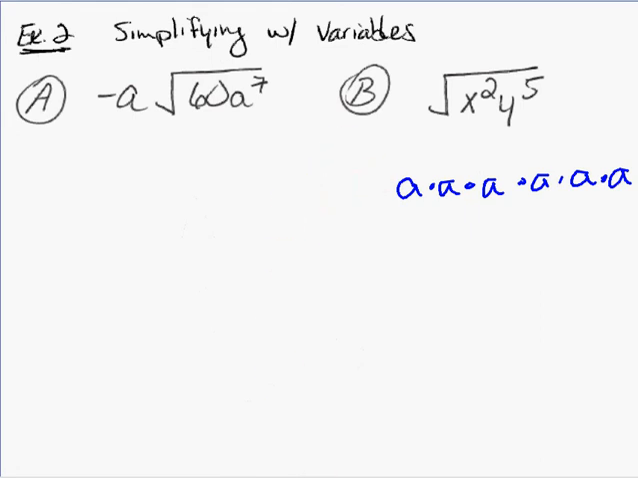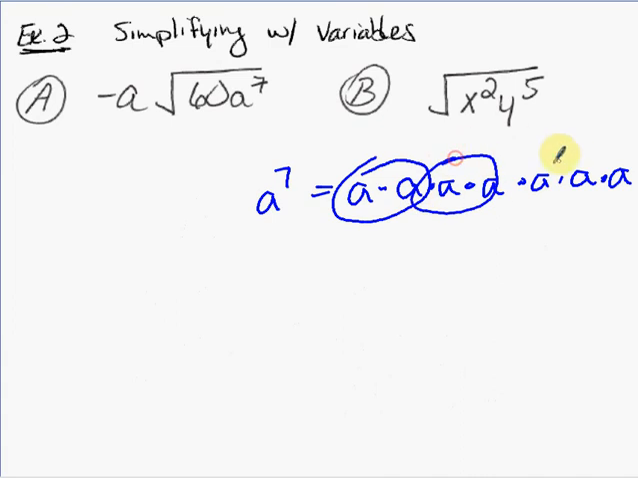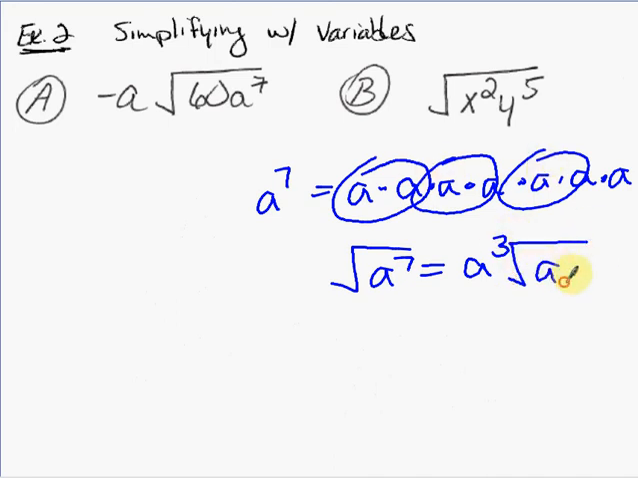We'll make this work like this. Put an a right here. Now we have 7 a's being multiplied together. Okay. Now I want to look for pairs of a's because we have the radical symbol. So I have there's a pair, there's a pair, there's a pair, and there's 1 left. So the square root of a to the 7th is going to be equal to a to the 3rd, because there are 3 pairs of a's, times the square root of a.